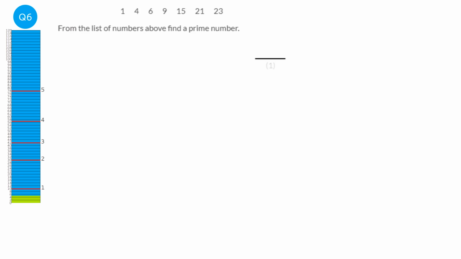So a prime number is a number that is only in the 1 times table and its own times table. So 4, for example, is not a prime number because it is also in the 2 times table. 6 is in the 2 times table. 15 is in the 3 times table. 21 is also in the 3 times table. 9 is also in the 3 times table. Now 1 is a bit of a special case. The definition is that it has to be in 1 and its own times table, and technically 1 is only in one of those, so 1 is not a prime number. The smallest prime number is actually 2, but 2 is not in this list. 23, though, is not in any other times table, so 23 is a prime number.